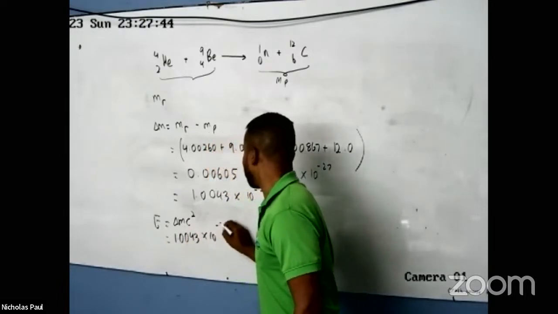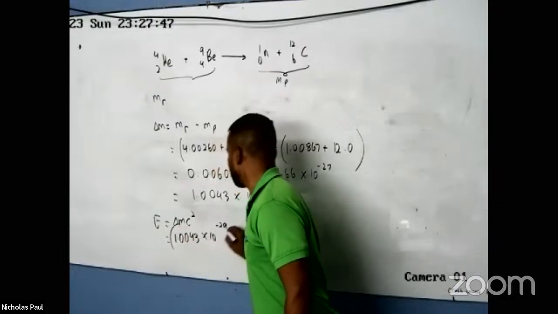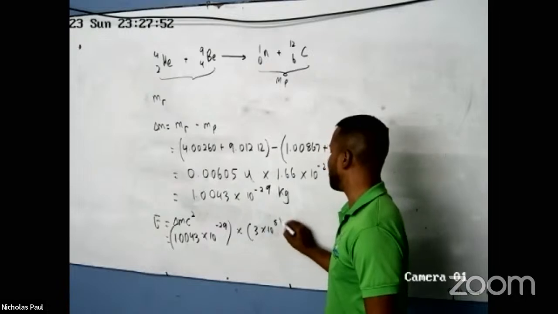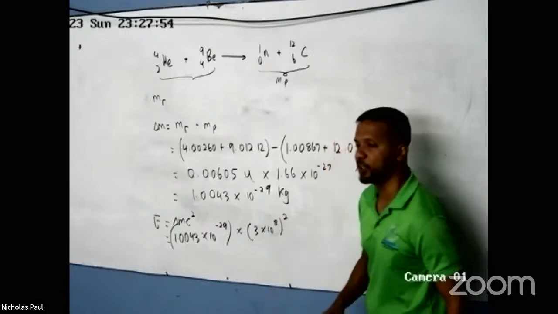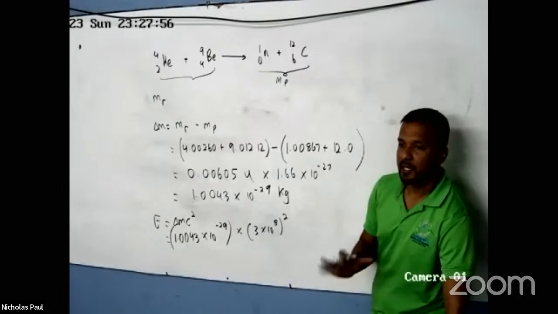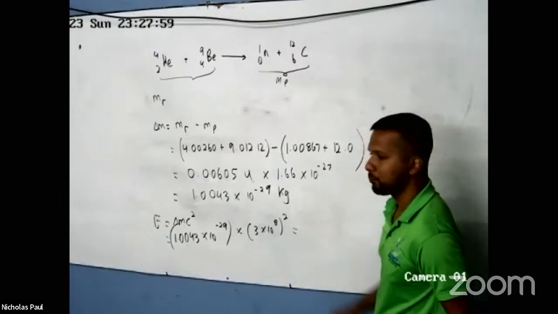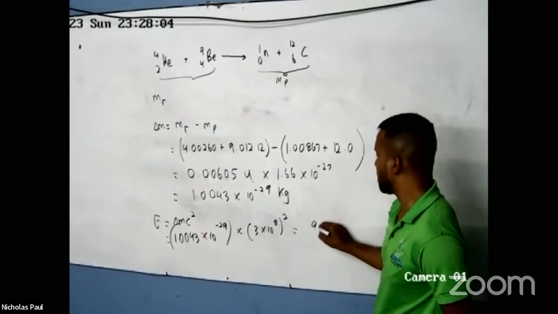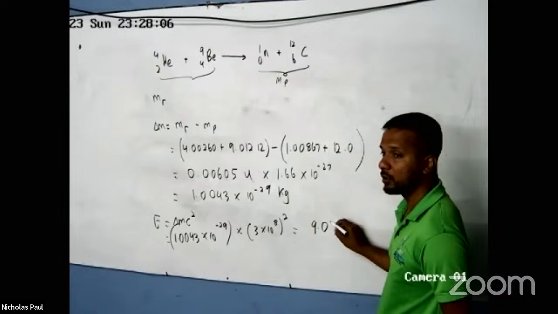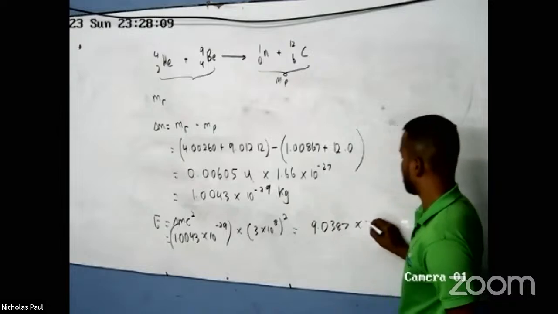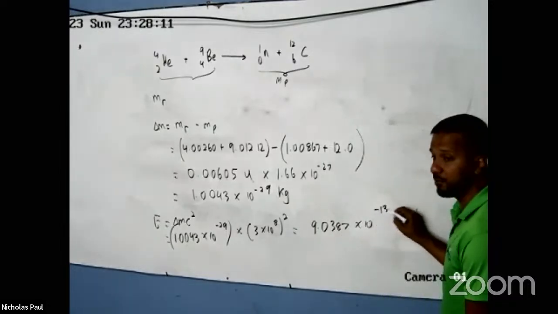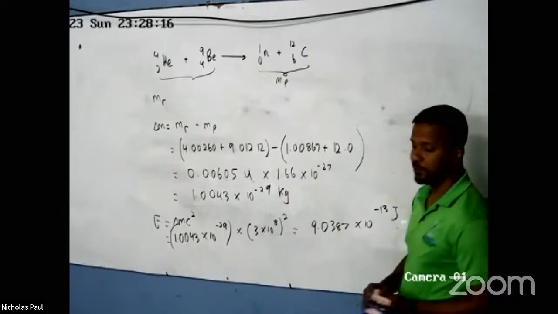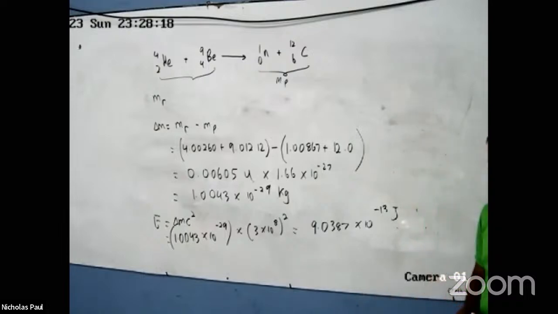1.0043 by 10 to the minus 29. Right? And then multiply that by 3 by 10 to the 8 squared. And the answer should be by 10 to the minus 11 or 12 or something, right? Yeah, somewhere around there. How much you got? 9.0... 13. Right? When you reach everyone, you can round off. So that's the energy involved in the reaction.